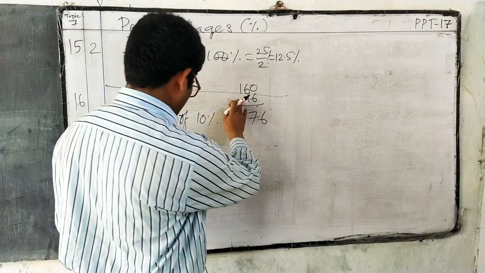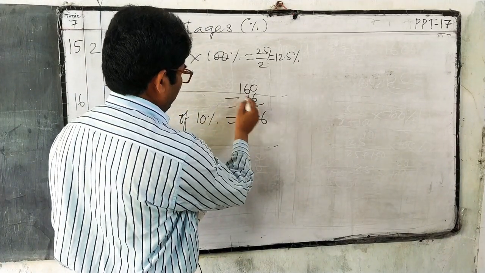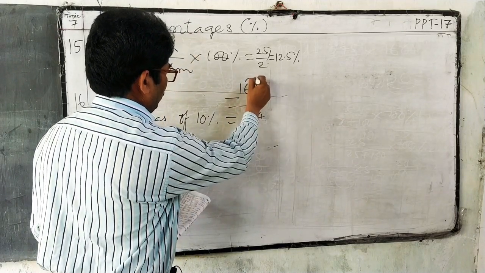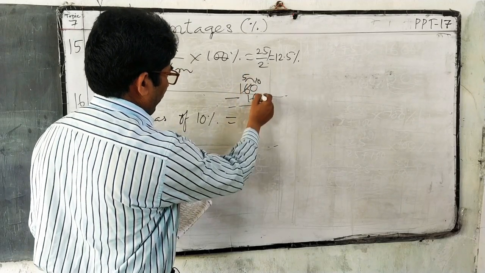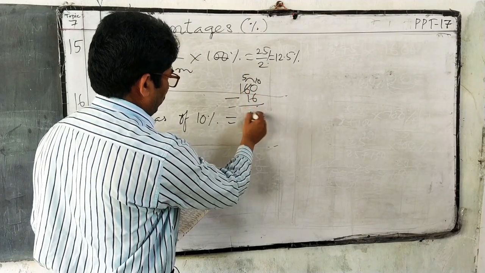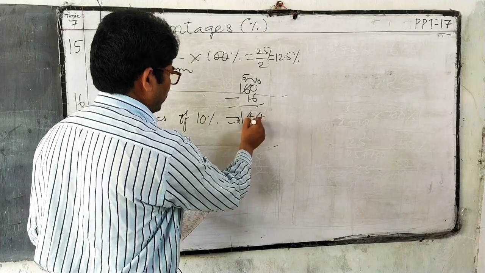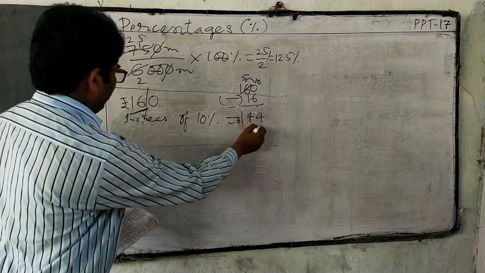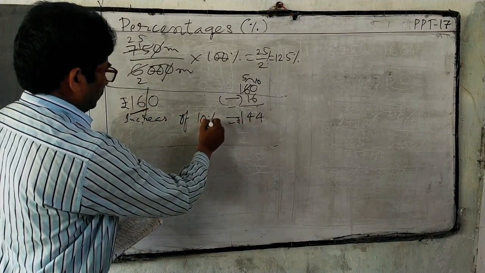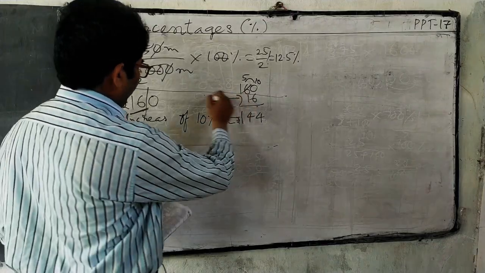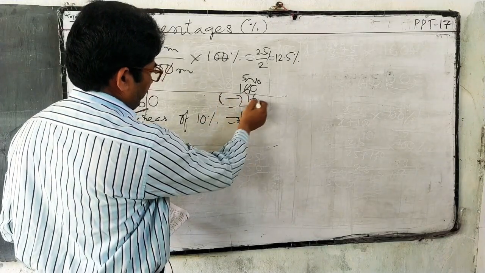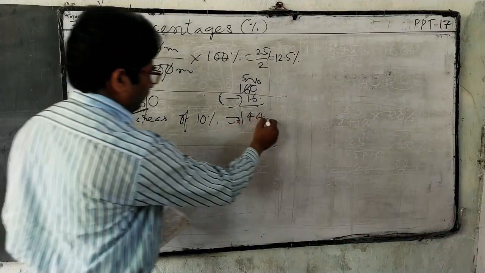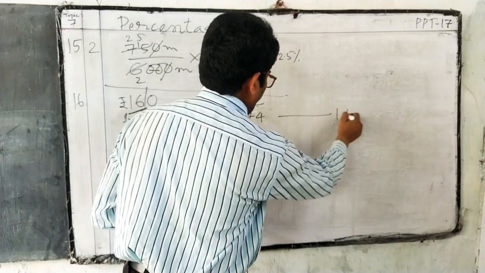Goes down means subtract. So 160 minus 10%, which is ₹16, gives ₹144 only. So the value of 1 kg is ₹144.